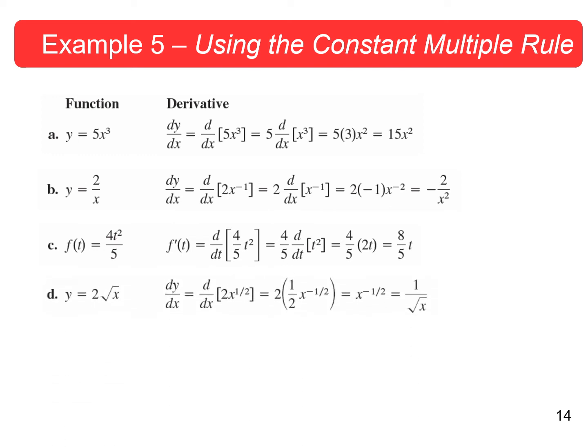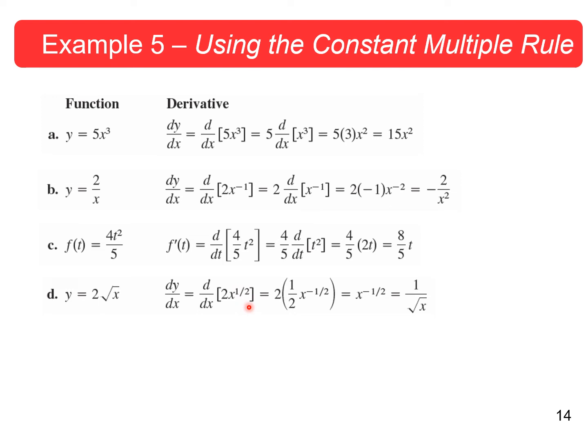Now let's differentiate 2 times square root of x. Now differentiating this, you have to rewrite first square root of x as x to the 1/2. So we have 2 times x to the 1/2. And then take out 2 and then differentiate x to the 1/2.